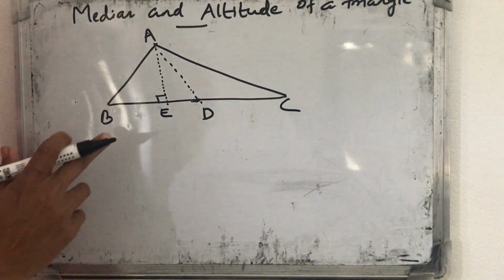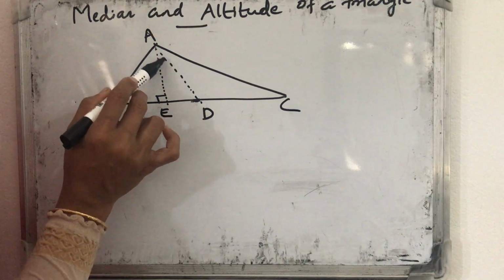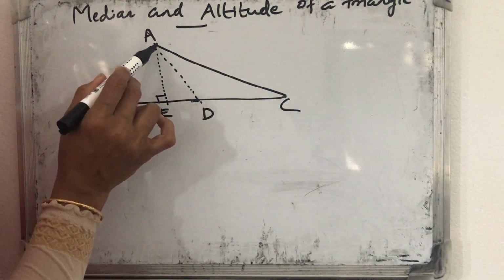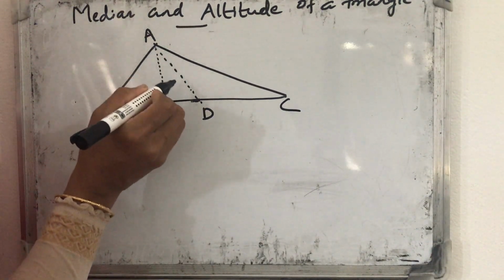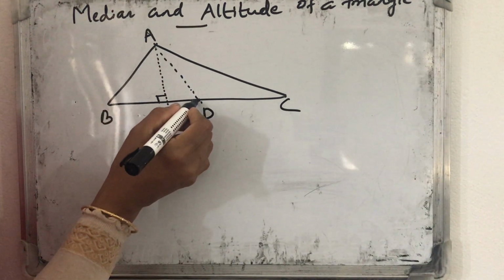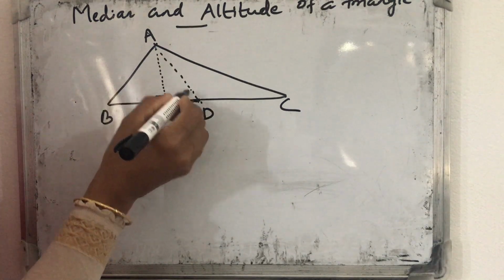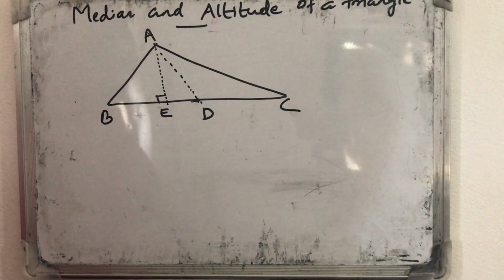Okay, median is a straight line that joins a vertex to its opposite side. That vertex joins to the midpoint of its opposite side. That is, here the line segment AD is the median of this triangle.